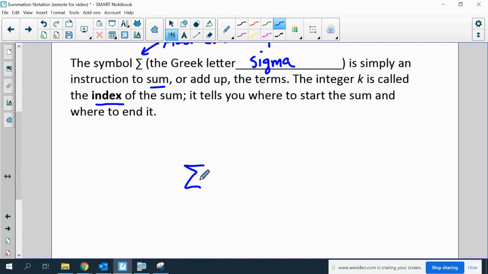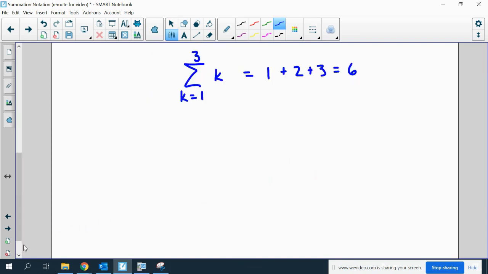So, for example, if I have the sum from k equals 1 to 3 of k, that would just be 1 plus 2 plus 3, which would be 6.